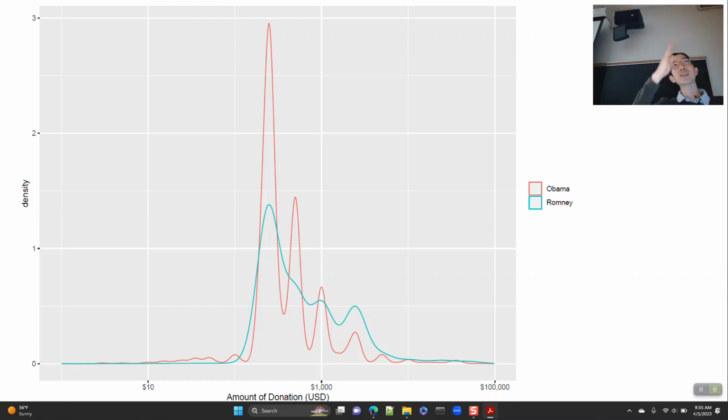So the distances are multiplicative. So this is 1. This is 10. This halfway over here is 100. This is 1,000. This would be 10,000. This would be 100,000. So the tick marks become multiplicative, and this being $100, we see a lot of donations somewhere between 100 and 1,000.